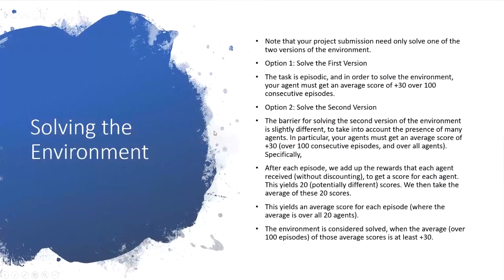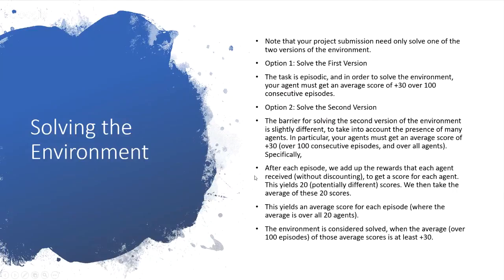Now, solving the environment. Solve the first version, which is the single agent. The task is episodic, and in order to solve the environment, the agent must get an average score of +30 over 100 consecutive episodes, so basically the mean of the score over 100 consecutive episodes. The second version is slightly different, to take into account the presence of many agents. In particular, the agents must get an average score of +30 over 100 consecutive episodes across all agents, which can make it a little more difficult, but honestly, it's not that much harder.